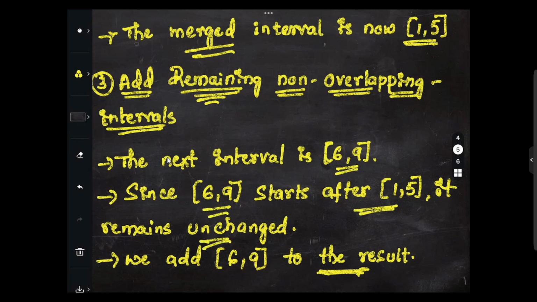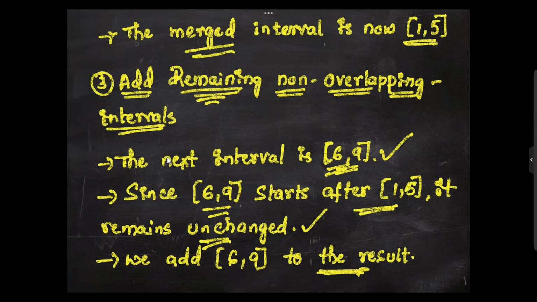So here again, the next interval is 6 comma 9, right? Since 6 comma 9 starts after 1 comma 5, it remains unchanged. 6 starts after 5, so this comes after 1 comma 5 and remains unchanged. So we will add 6 comma 9 directly to the result here.